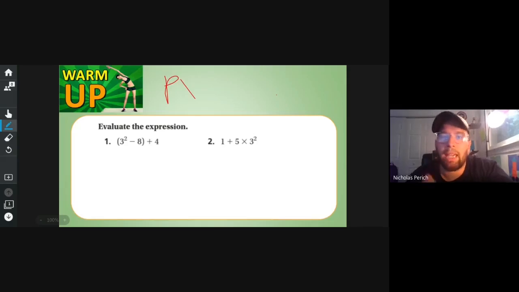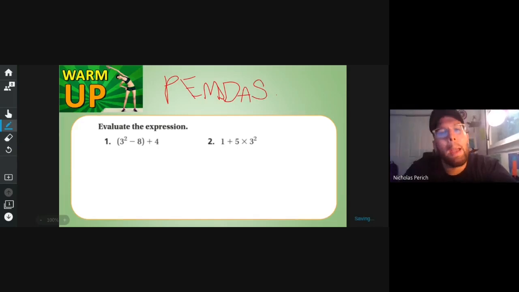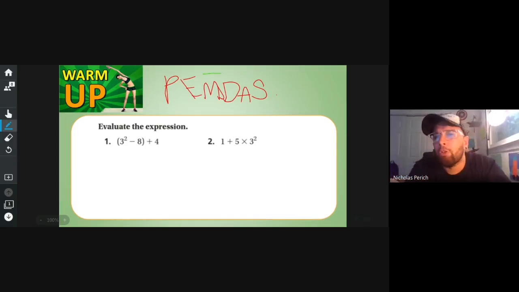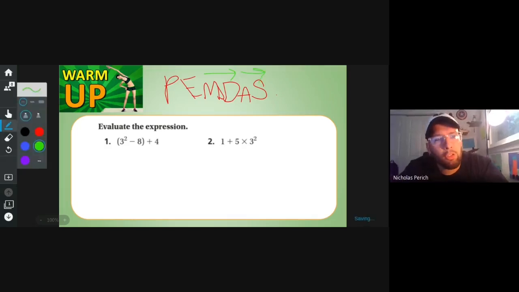All right, back at it again. P-E-M-D-A-S. PEMDAS. What does that stand for, you ask? Well, parentheses, exponents, multiply, divide left to right. Not always multiply before you divide. Shame on you if that's what you think it is. And add, subtract left to right. So let's take a look at this first problem. I have 3 squared in parentheses minus 8 close parentheses and then plus 4.